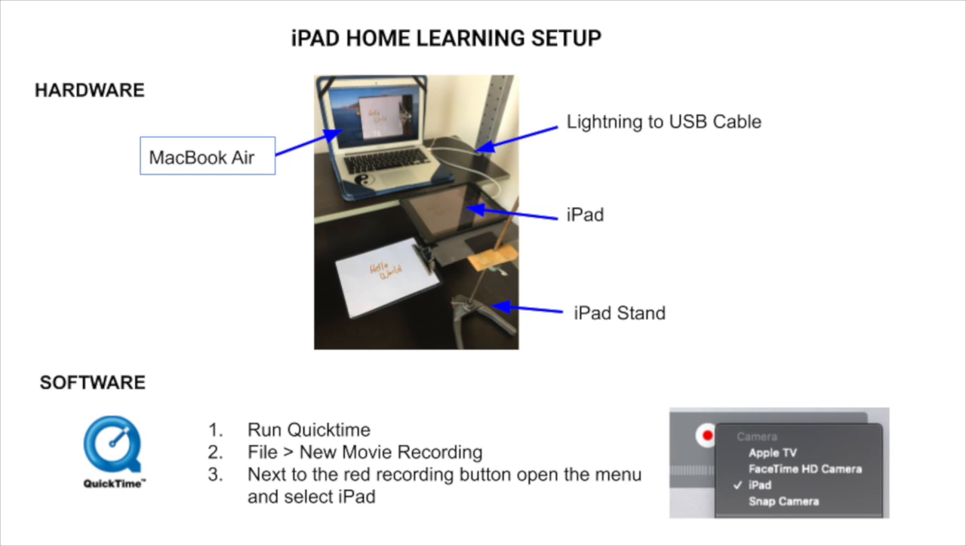You're going to need 4 pieces of hardware. You're going to need your MacBook Air, the Lightning to USB cable, your iPad, and an iPad stand. The iPad stand is optional. I'll show you how I'm going to use it. And then for the software, we're going to run QuickTime. If you do a new movie recording, you can select the iPad option, and then the iPad screen will appear on your MacBook. Okay, let's take a look.